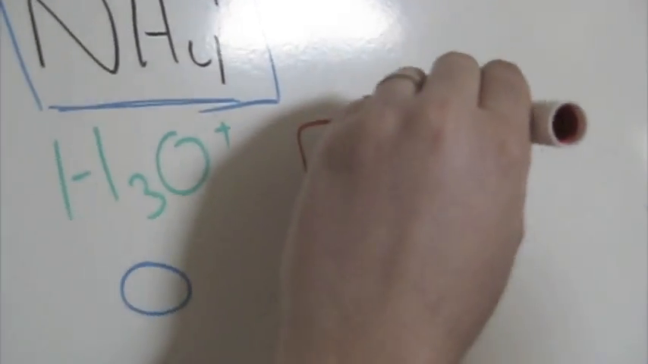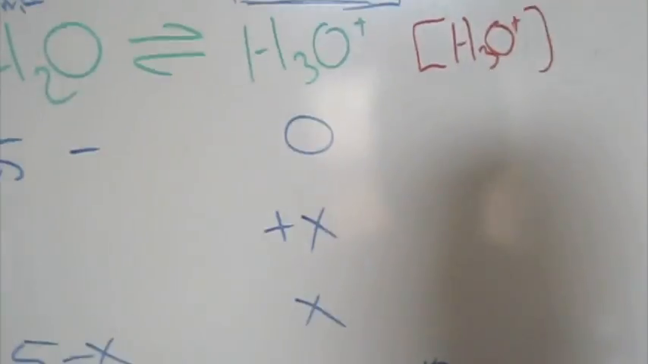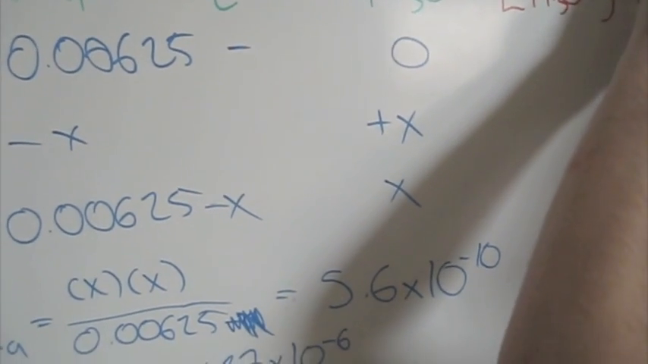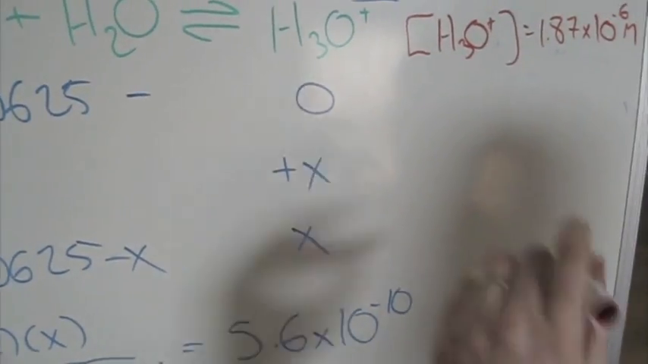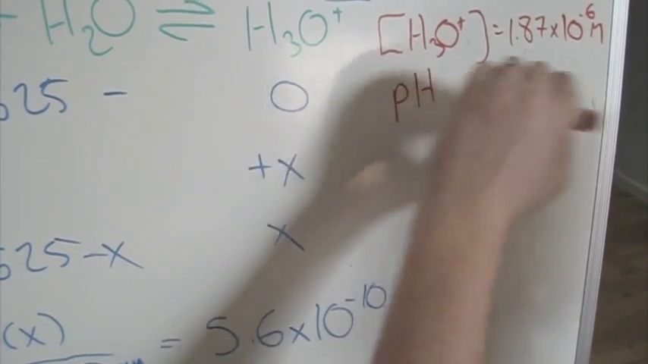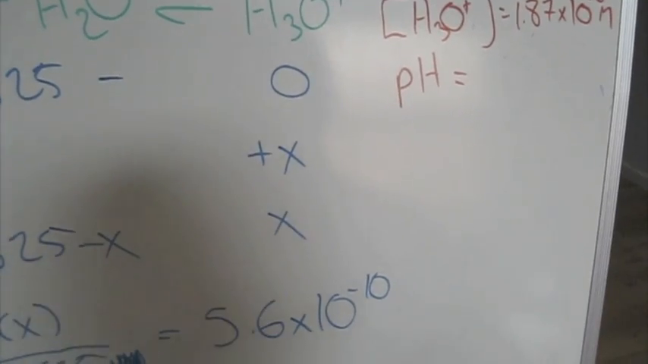The concentration of hydronium ion in this mixture is just the value of x, which is going to be 1.87 times 10 to the negative 6th molar. From here we can find the pH, which is another thing we want to know. So the pH of this solution is going to be the negative log of that. So let's do that on my calculator, guys.